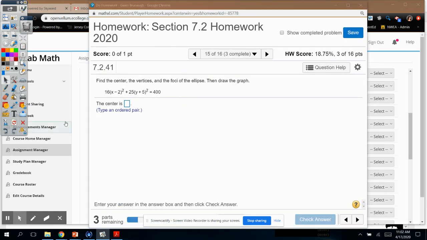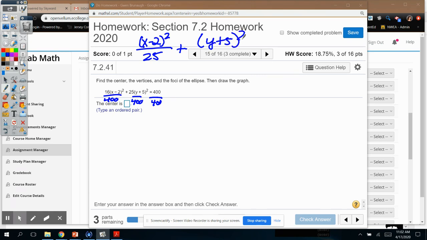Okay, just 2 more here. This one is not so bad. They don't have to complete the square, but we are going to have to divide everybody by 400 to make it look right. And you're going to have to simplify those fractions. Okay, so 16 divided by 400, if you hit math 1, that'll be 1 over 25. So I have x minus 2 squared over 25 plus y plus 5 squared over 16, because 25 divided by 400 is 1/16. Now it equals 1.